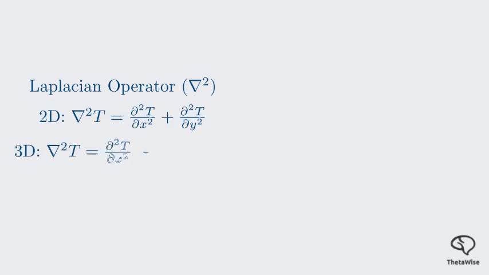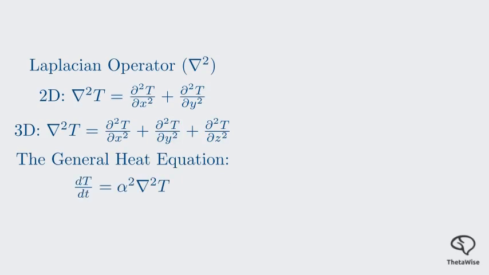But what if heat can flow in 2 or 3 dimensions? The derivation is very similar, but the math gets a bit more involved. The key is to replace the second derivative with a more general operator called the Laplacian. In 2 dimensions, the Laplacian of T is the second derivative with respect to x plus the second derivative with respect to y. In 3 dimensions, we add the second derivative with respect to z. Using this operator, we can write the general heat equation in a very compact form. The general heat equation is dT/dt equals alpha squared times the Laplacian of T.